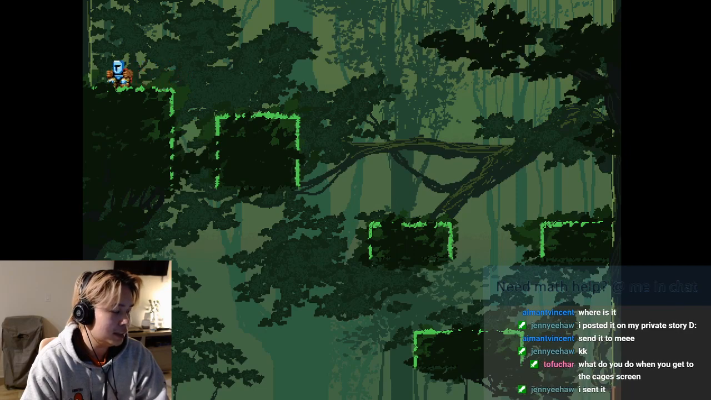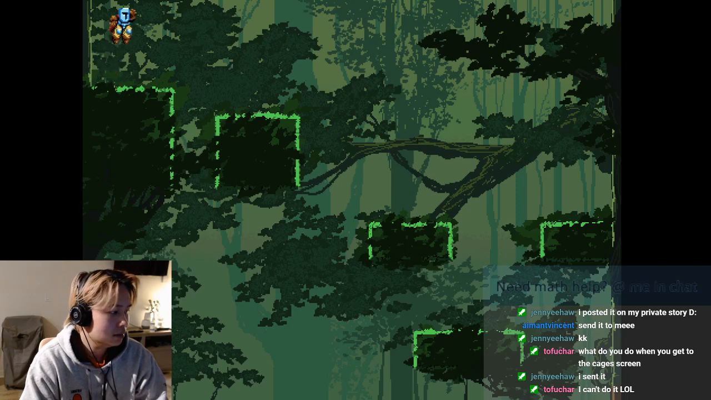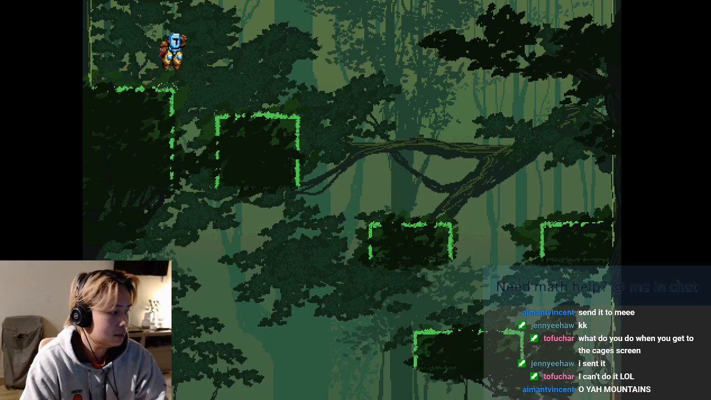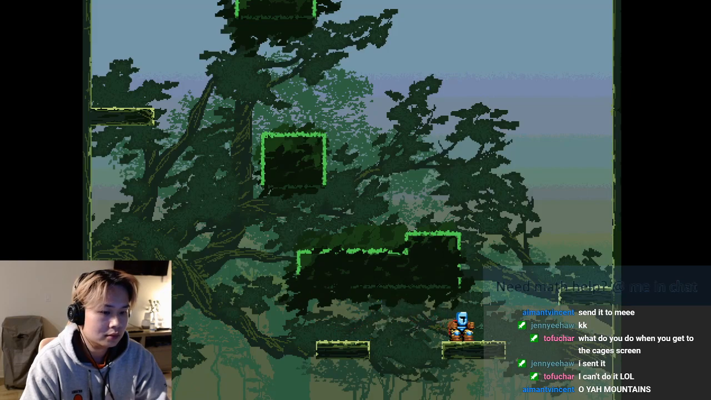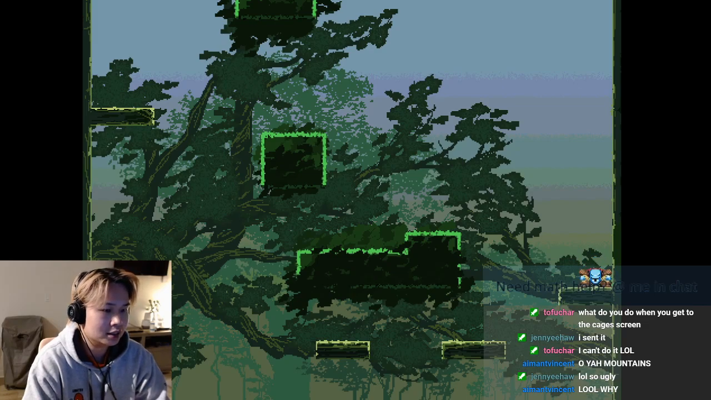What do you do when you get to the cages screen? Are you playing too, Tofu? You gotta short jump right at the edge of the cages. Because if you're able to do this jump, like between the first log and the second log, then you should be able to do the cages. We should have a race.